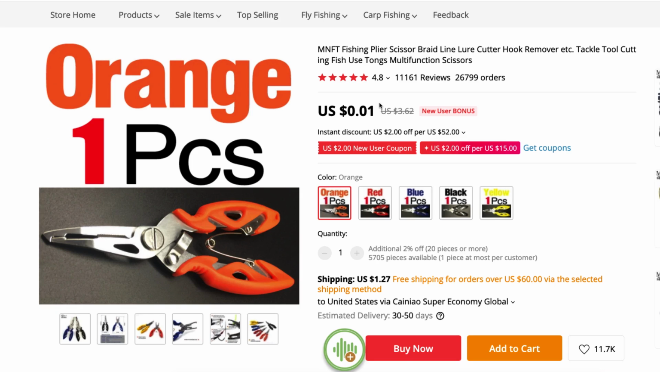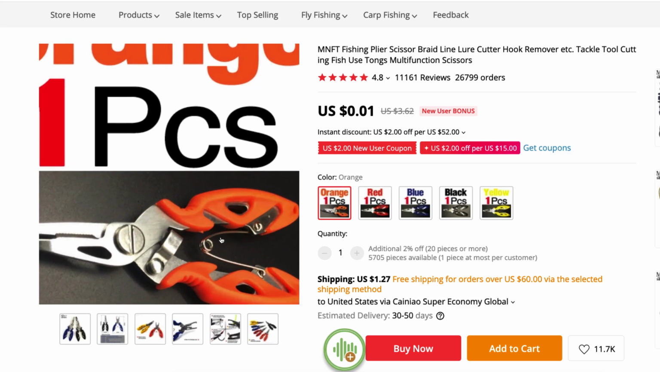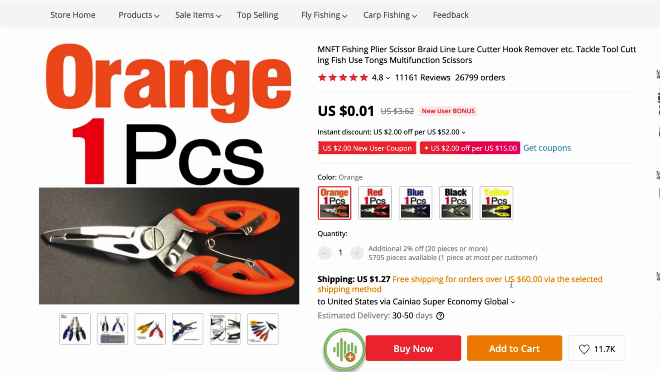So look at that. It is a penny, 1 penny for one, and the shipping is $1.27. So for $1.28, you can buy these pliers. You could probably sell these for $10 easily. So that would give you at least an $8 profit. But the only thing is, if you use this shipping that's $1.27, your customer is going to have to wait 30 to 50 days.